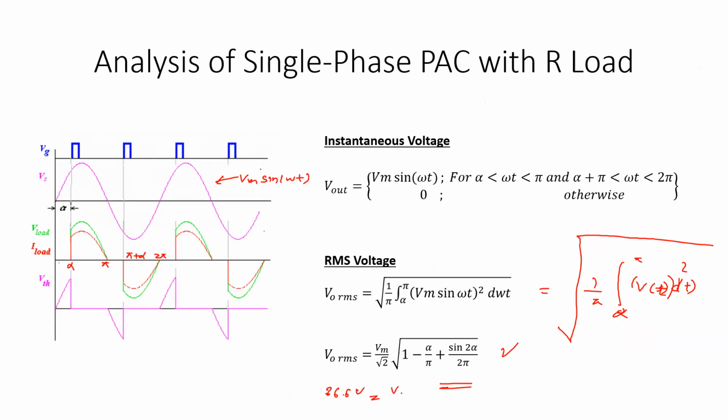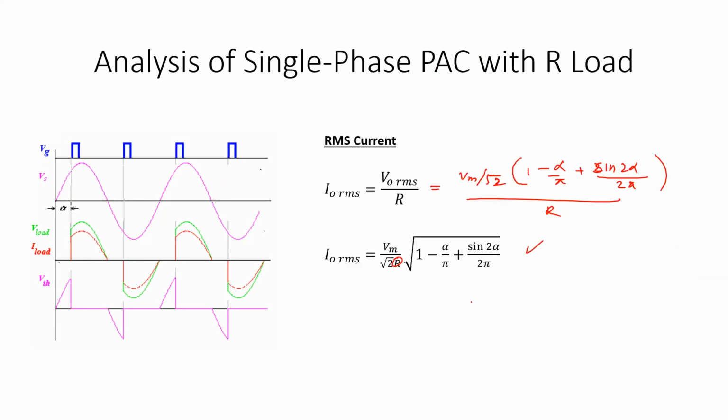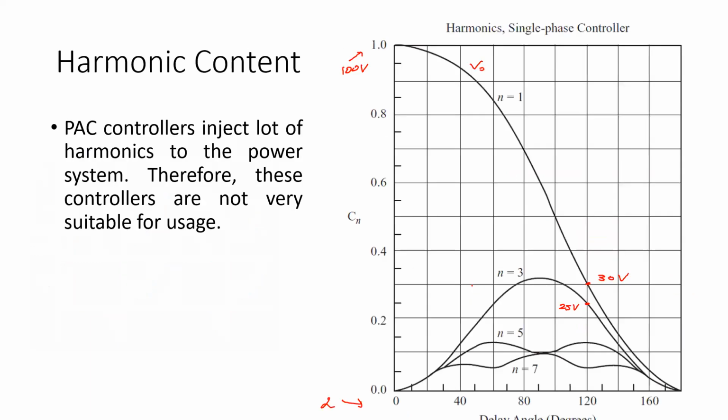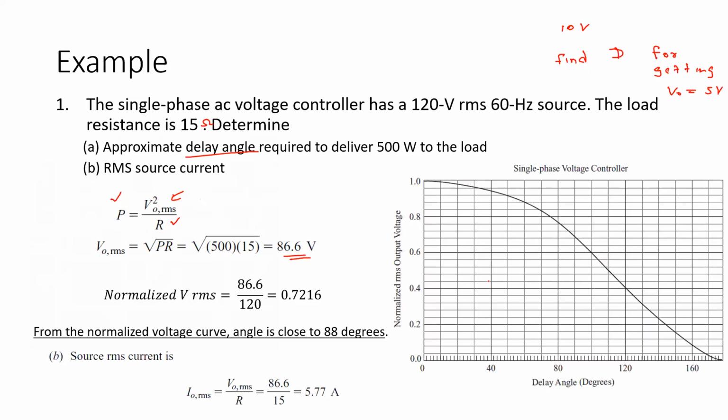We know VM is 120, and other things we also know. But look at what we have in this section: alpha over pi plus sine 2 alpha over 2 pi. This is actually very complex to solve, so we would have to go for numerical calculations. But in here, we are not going to go for numerical calculations.